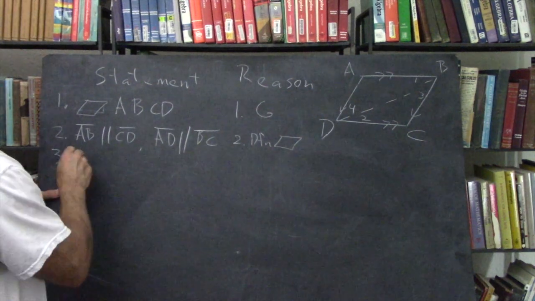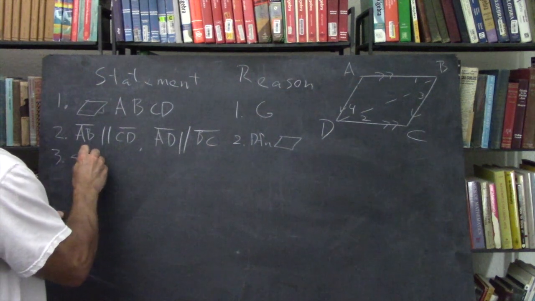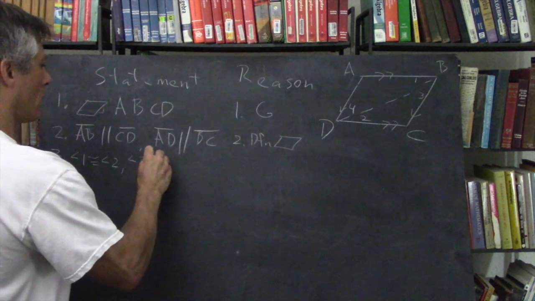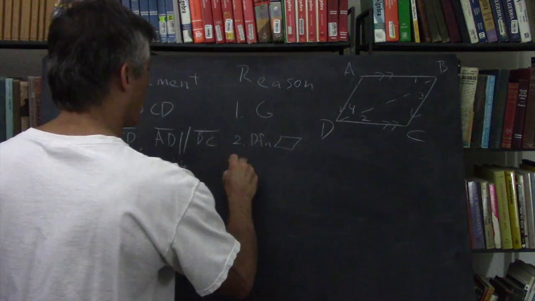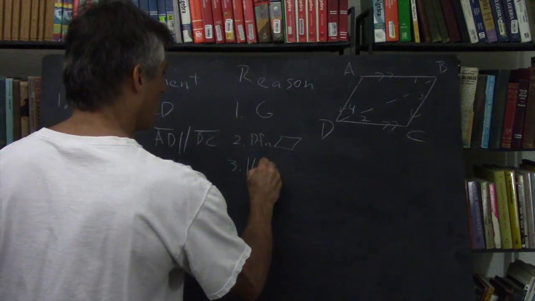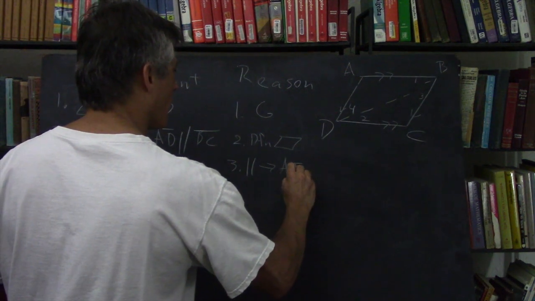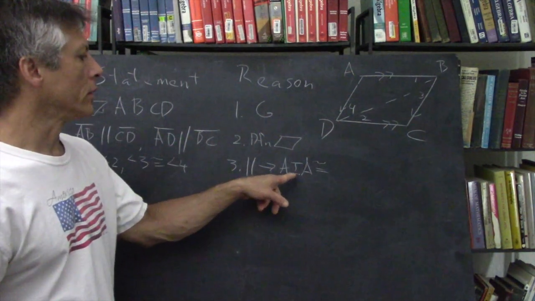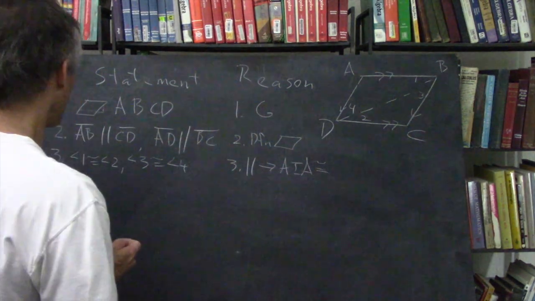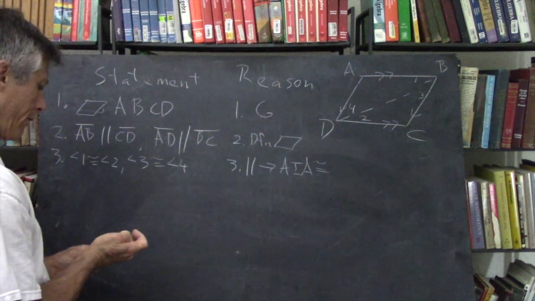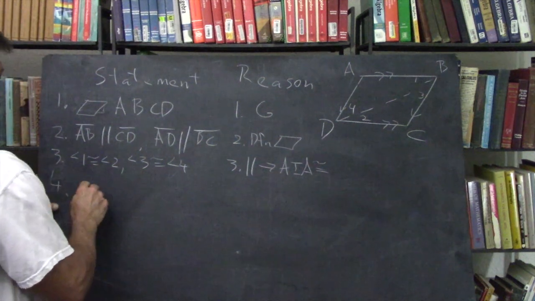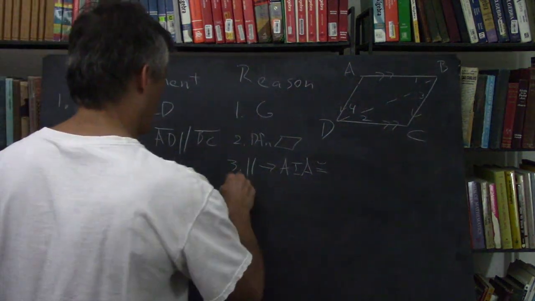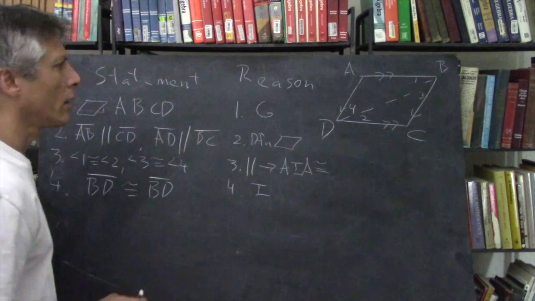And then we know that angle 1 congruent to angle 2, as we just talked about, and angle 3 congruent to angle 4. Parallel lines implies alternate interior angles are congruent. Then we know BD is congruent to itself. And that's identity.